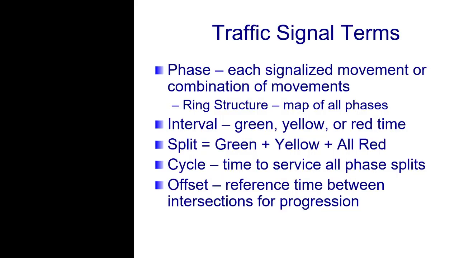Traffic signal terms. Phase: each signalized movement or combination of movements. Ring structure: map of all phases. Interval: green, yellow, or red time. Split equals green plus yellow plus all red. Cycle: time to service all phase splits. Offset: reference time between intersections for progression.